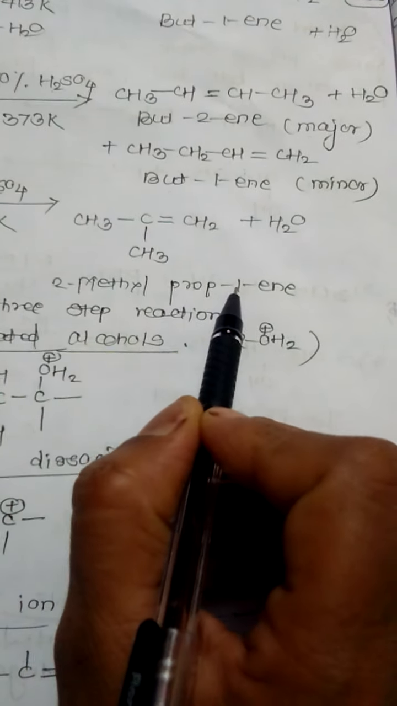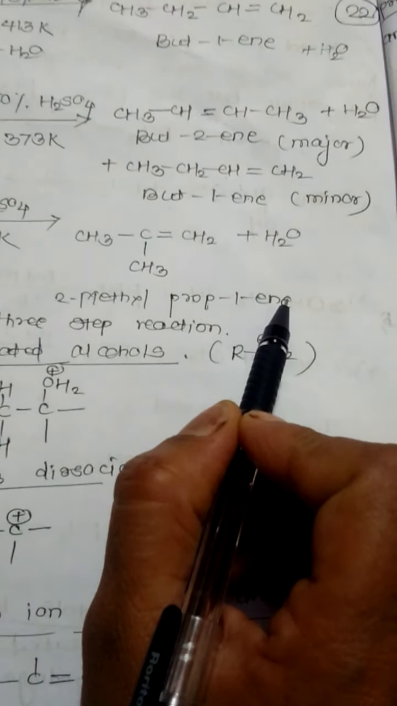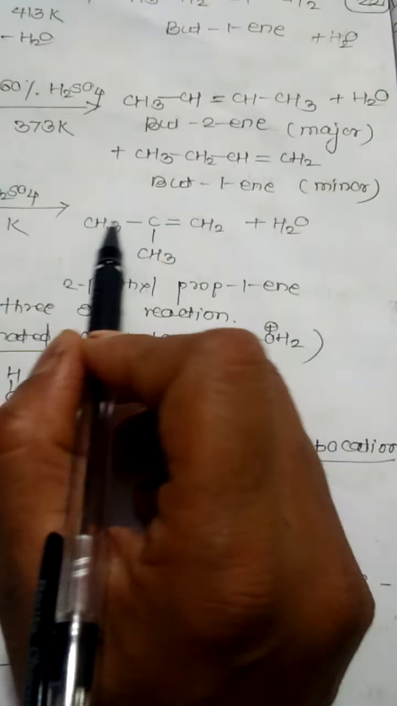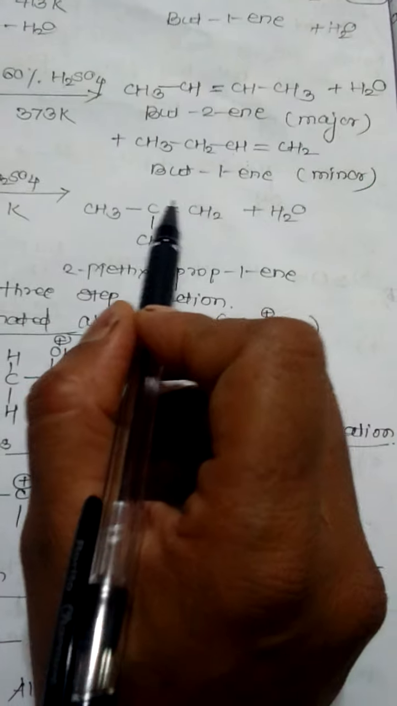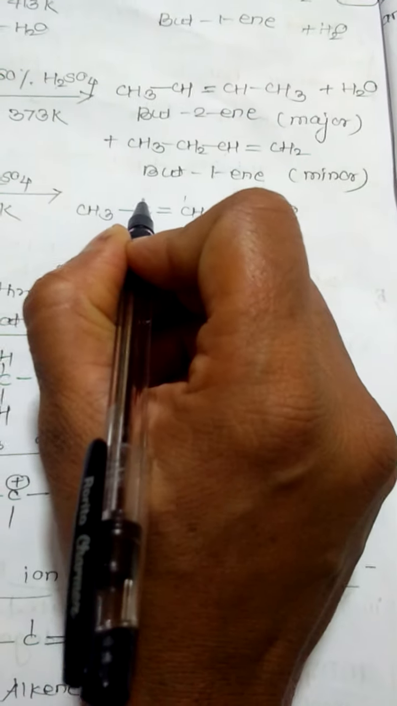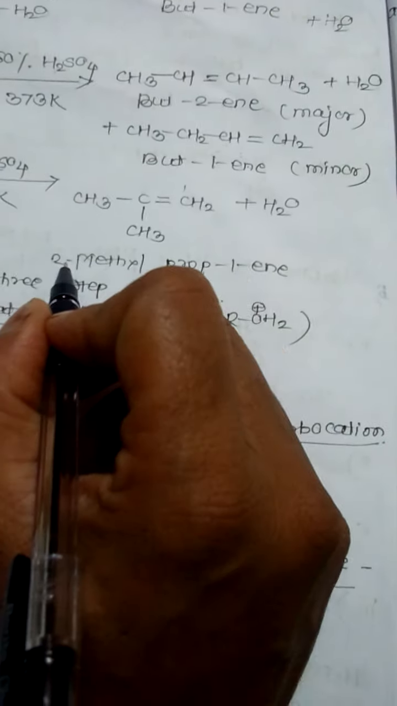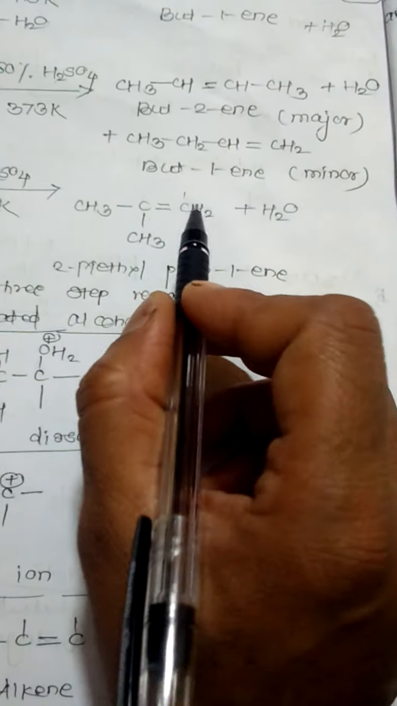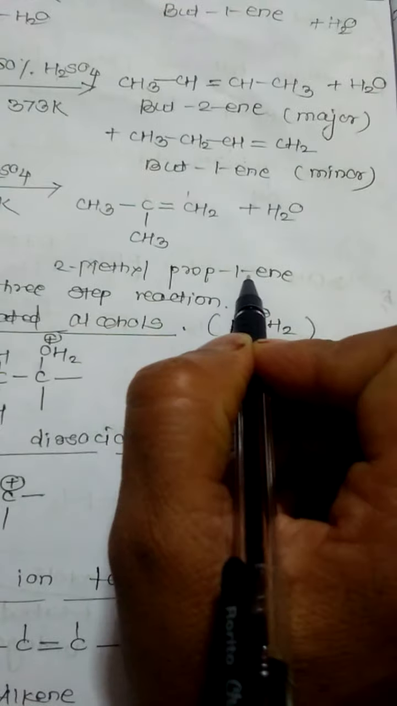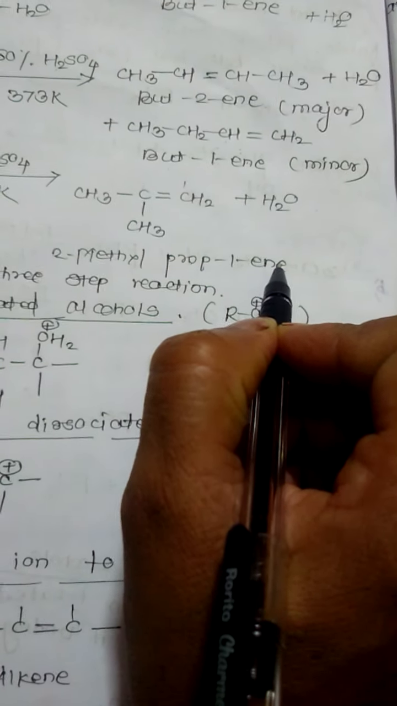The name of the alkene is 2-methylprop-1-ene. This is the main chain. This double bond is the functional group. This is the first carbon, this is the second. On the second carbon there is a methyl, so 2-methyl. 3 carbons, so prop. Double bond at position 1, so 1-ene.